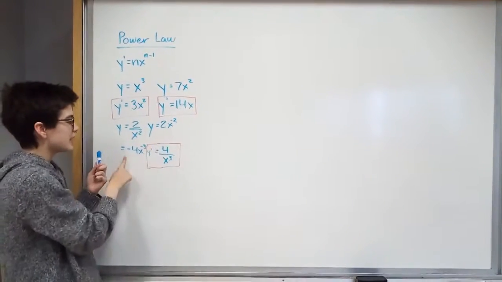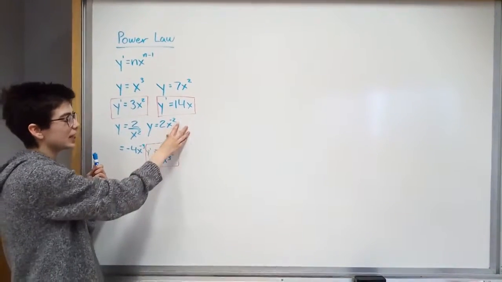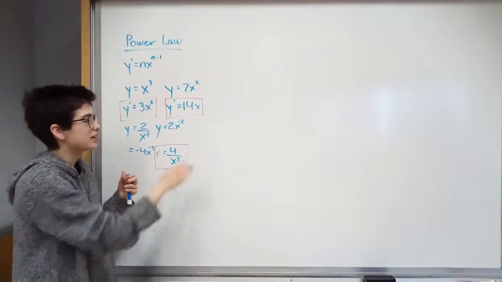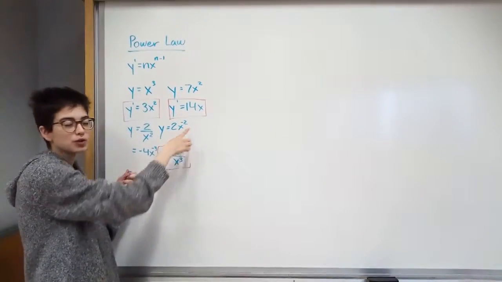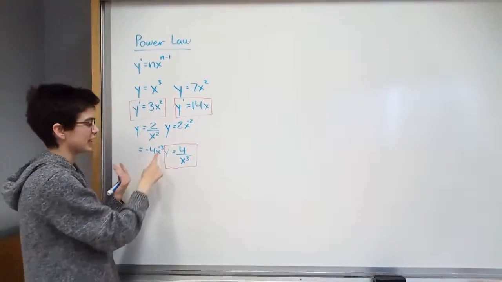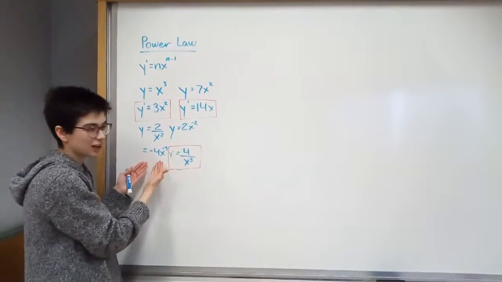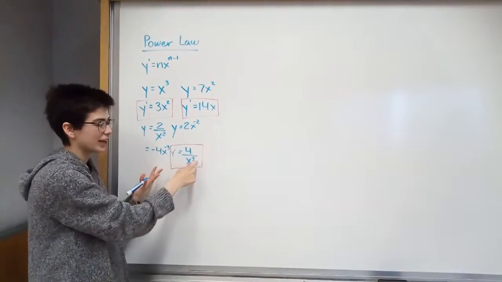So we get negative 4x, and you take away 1 from the exponent. Except remember that this is negative, so you have negative 2 minus 1. Most people make the mistake and put negative 1, but it's actually negative 3. And you could just move it down. It won't really matter, but I like to move it down because you don't have any negatives. So you get 4 over x to the 3.